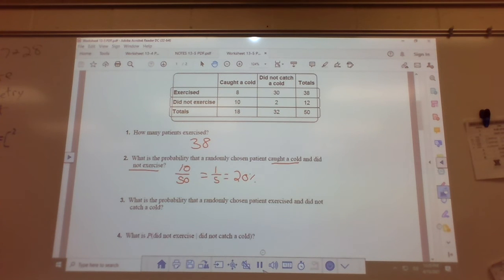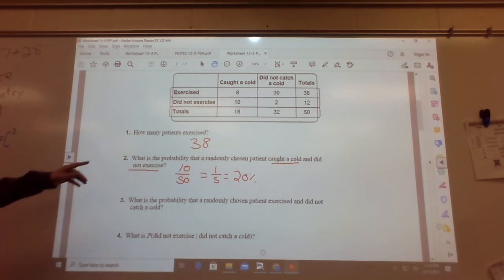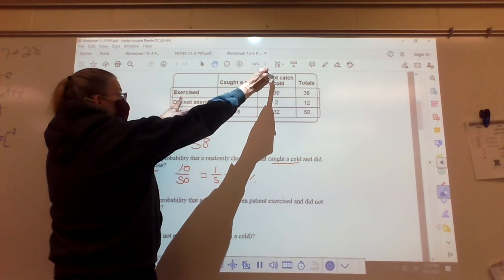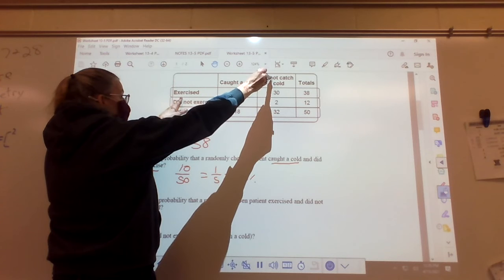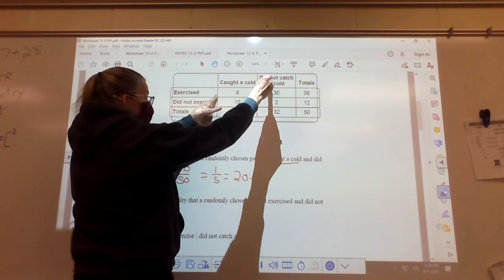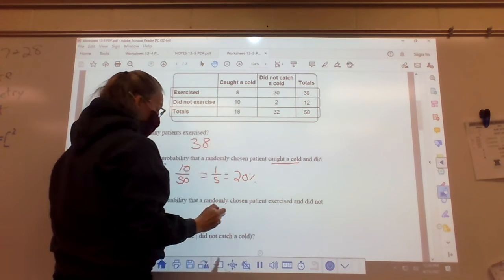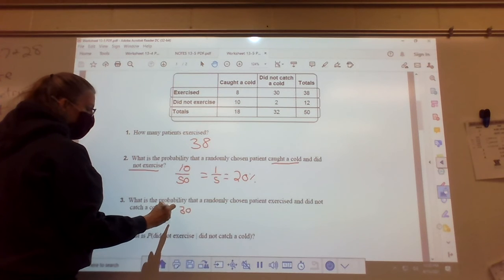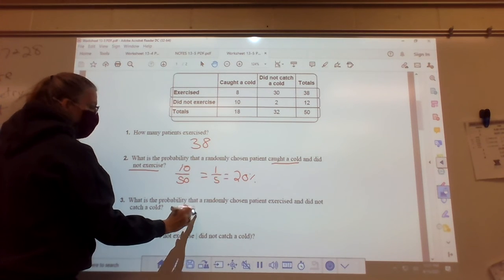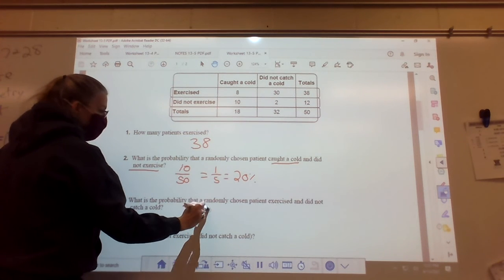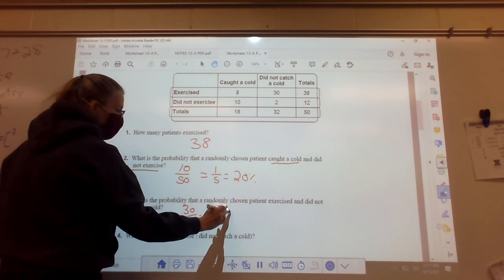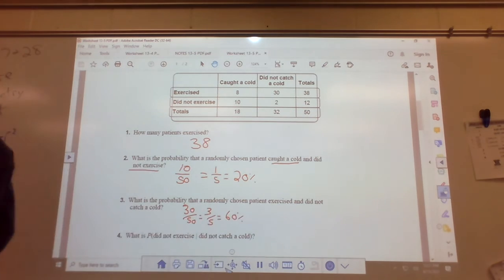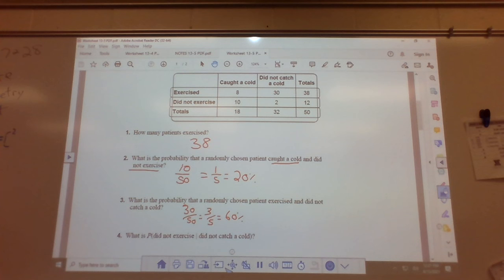The next one, what's the probability that a randomly chosen patient exercised and did not catch a cold? So exercised, did not catch a cold. So what number exercised and did not catch a cold? Well, it looks like 30. So 30 out of everybody, which would be 3/5 or 60%. So that's kind of like the first set. I'm just looking at the probability based on everybody. This last one was different.